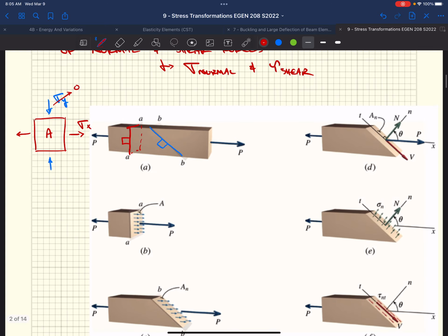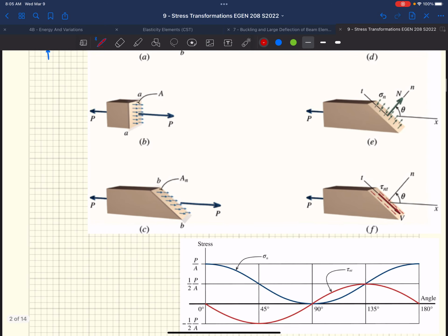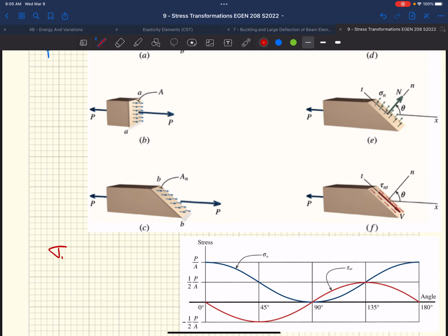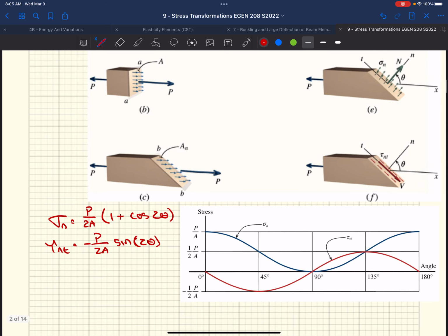And from this analysis, we came up with a couple equations here, right? We said that the normal stress was equal to P over 2A times 1 plus the cosine of 2 theta, and we derived that. We also figured out what the shear stress was because of that: negative P over 2A times the sine of 2 theta. Okay.